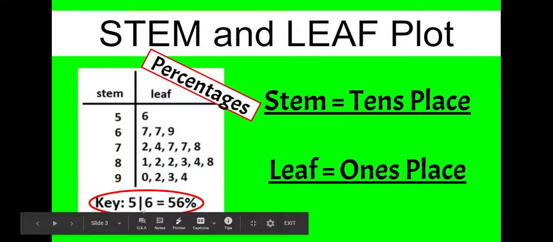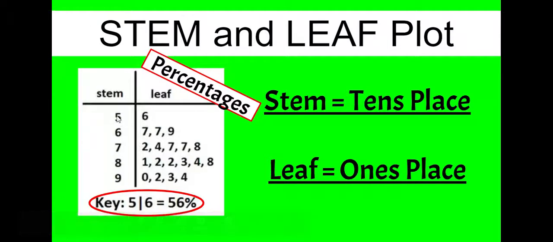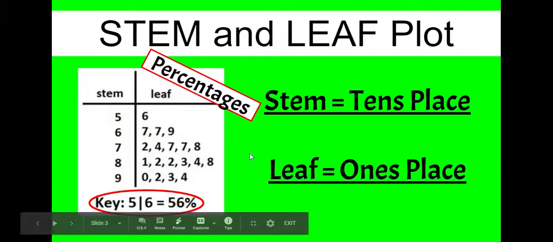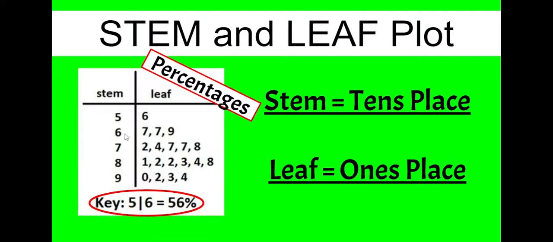So when you see a 5, that little T-chart line, and a 6, 5, T-chart line, 6, you would read it as 56%. So they're telling you that the stem, which is on the left side, is your tens place, and your leaf, which is on the right side, is your ones place. So you would read this as 56%, 67%, another 67%, 69%, 72%, 74%, 77%, another 77%, 78%. And you would just continue down.